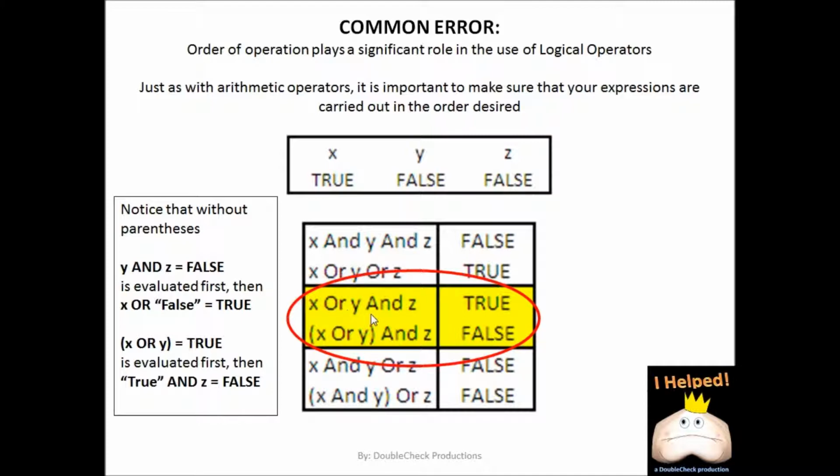Now, we can change that by putting parentheses and forcing this expression to be evaluated first. So by putting parentheses, we force the x or y expression to be evaluated first. The result of that is then combined through an AND operator with z. See how these look very similar, but because we put parentheses in there, we get two different answers. So our logical operators are not evaluated left to right. They do have an order of operations. In this case, AND operators are evaluated before OR operators.